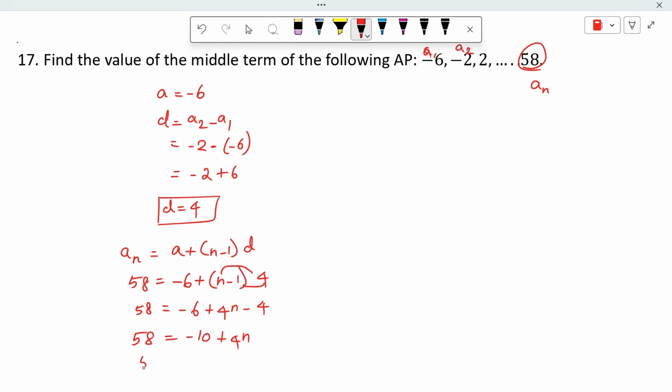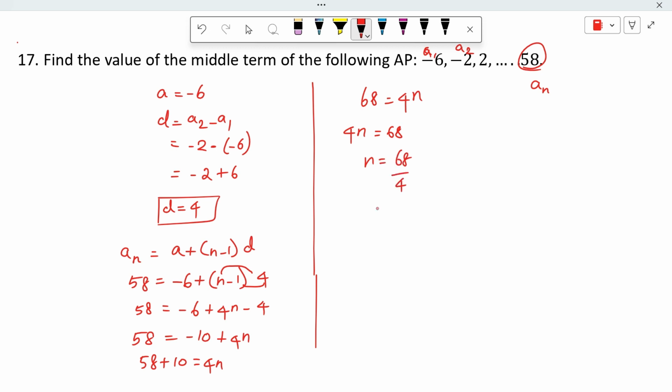So you will get 58 plus 10 is equal to 4n. So what is the answer? 68 is equal to 4n. Swap the left hand side and the right hand side. So n is equal to 68 by 4. So it is 17 times, right? So n equal to 17.